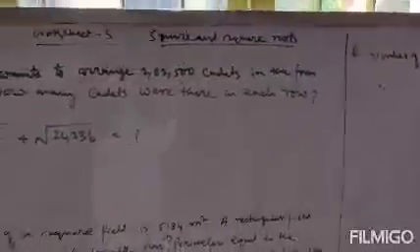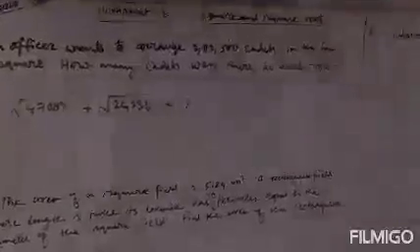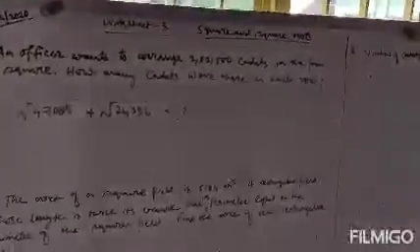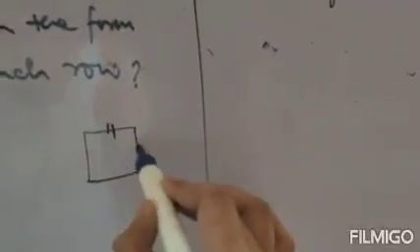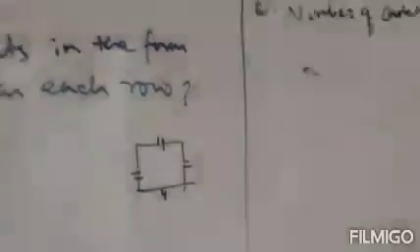Clear? Next, these cadets are to be arranged in the form of a square. How many cadets were there in each row? So we know the property of a square. What is the property of a square? The property of a square is that all its sides are the same.